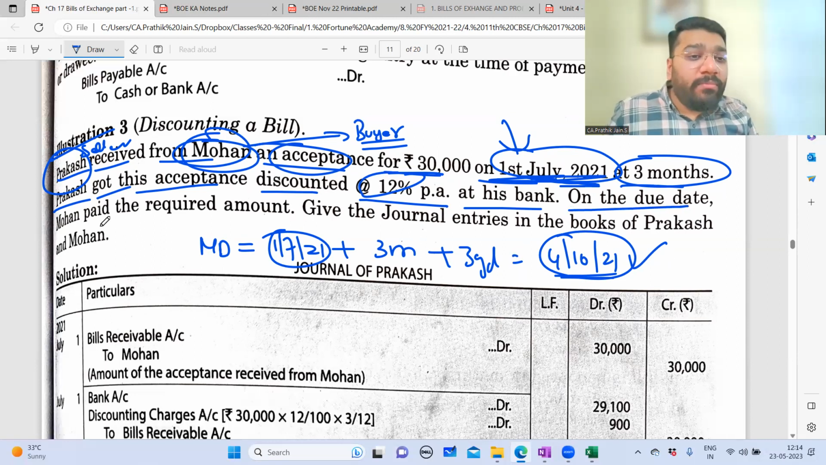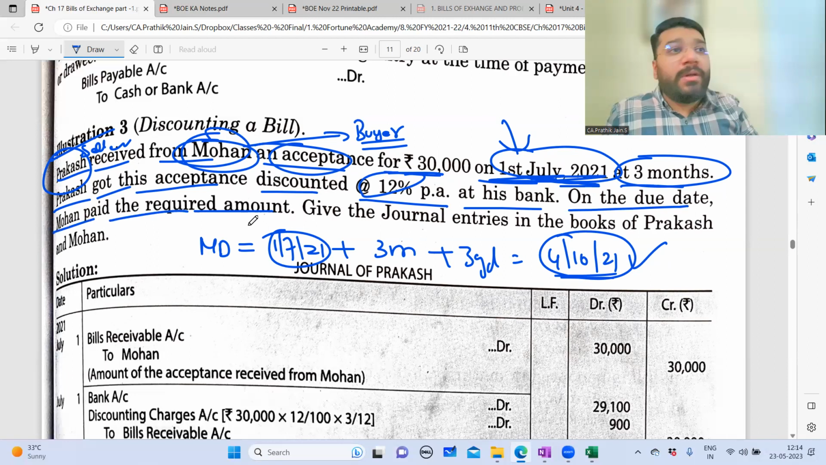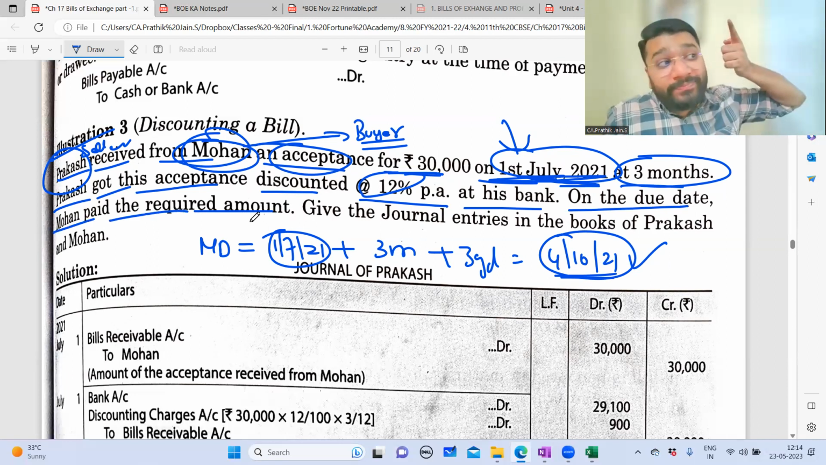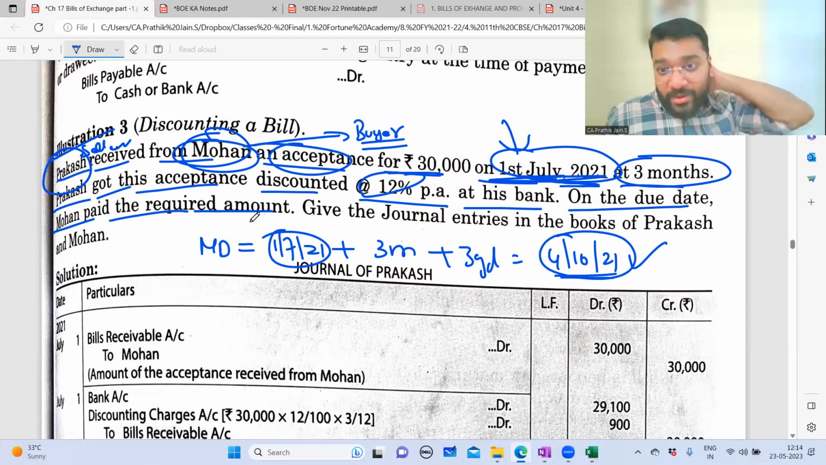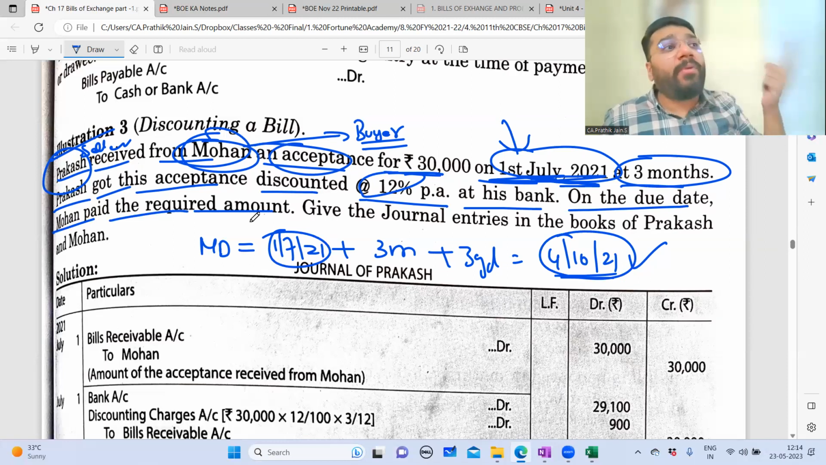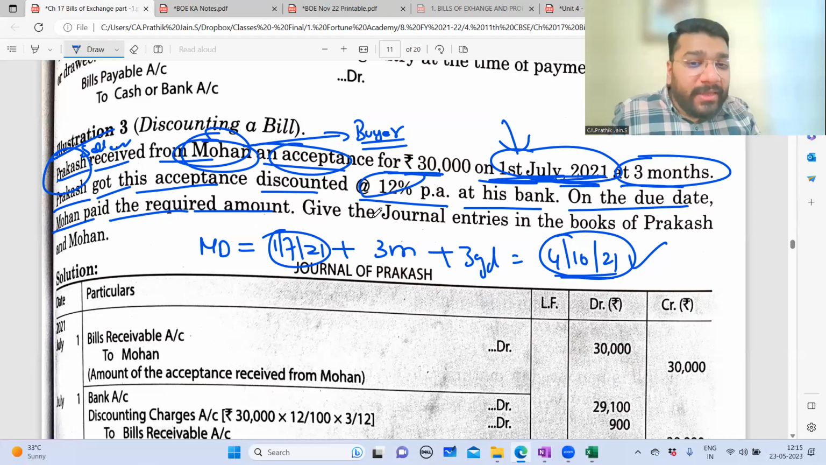On the due date, Mohan paid the required amount. Mohan paid the required amount to whom? On the due date, Mohan paid the required amount to whom? Who is presenting the bill? The banker will present the bill to Mohan, and Mohan will repay the money to the banker. Give the entries in the books of Prakash and Mohan. Can we do it?